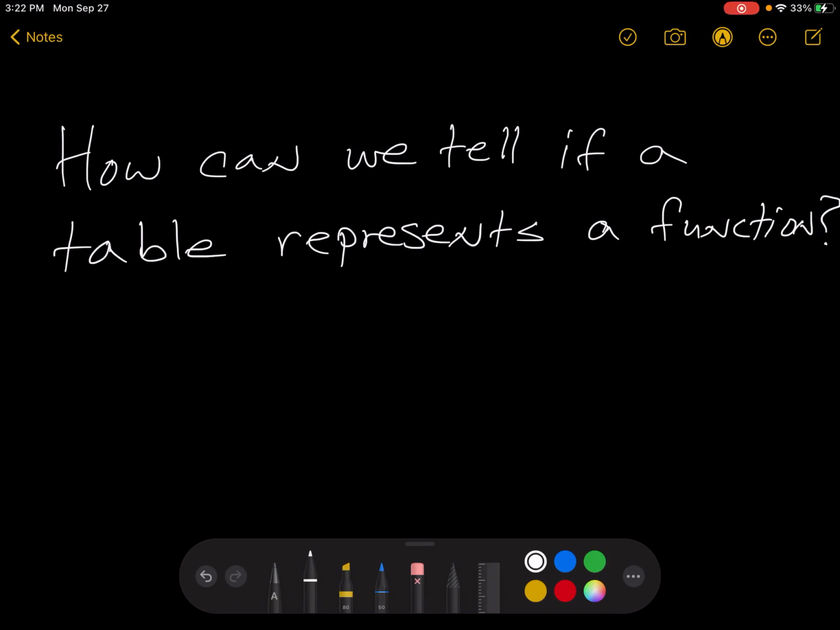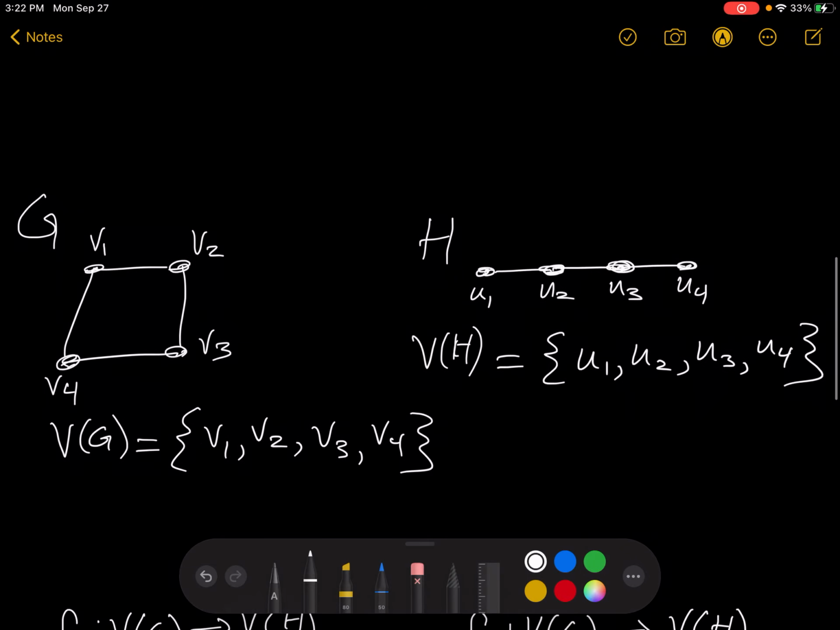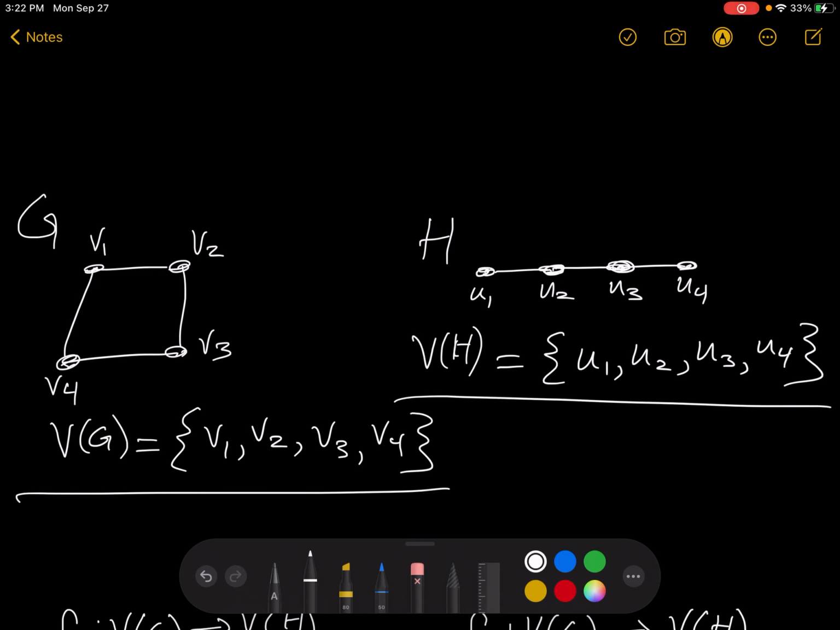In this video, I want to answer the question, how can we tell if a table represents a function? Since this video is leading up to graph isomorphism, it makes sense that our tables have information about graphs in them. So the graphs that we'll use for our tables here are these two graphs, G and H. In fact, we'll just use the vertex set for G, which is this set, and the vertex set for H, which is this set.